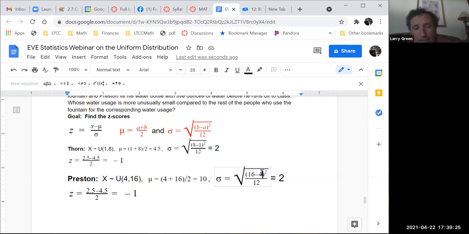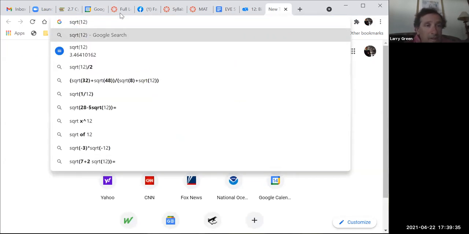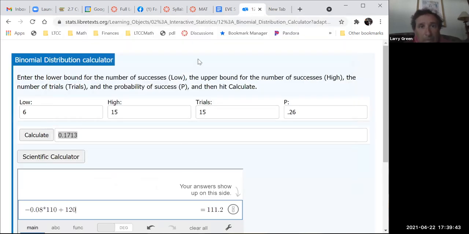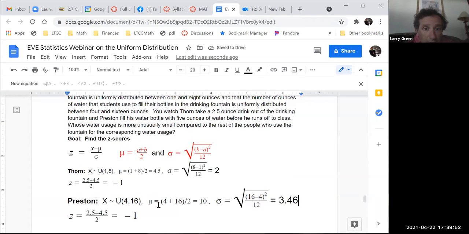By the way, 16 minus 4 happens to be 12. 12 squared over 12 is actually 12. So we're looking at the square root of 12. Okay, you could do the whole thing with a calculator, but I decided to do it the easy way. And that's about 3.46. Okay.